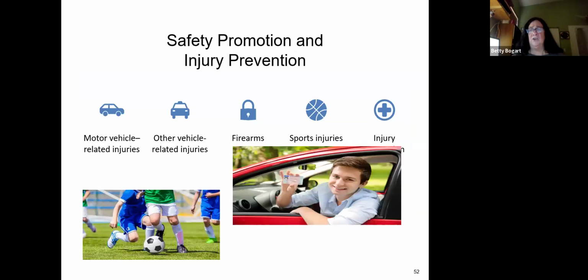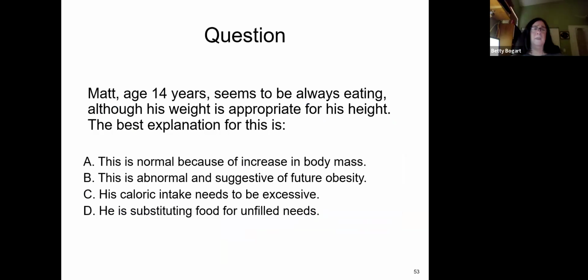Safety promotion and injury prevention. Number one injury, all age children, motor vehicles. In adolescents, it goes to suicide, firearms, sports injuries. These kids are trying to get those school scholarships and they're not stretching and they're hurting themselves. It's just part of it.